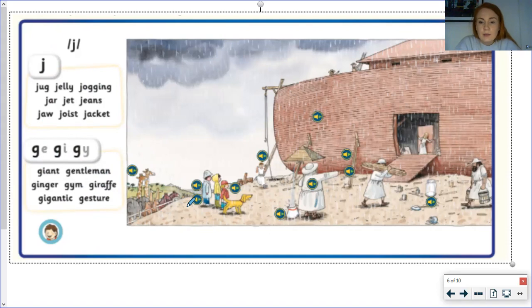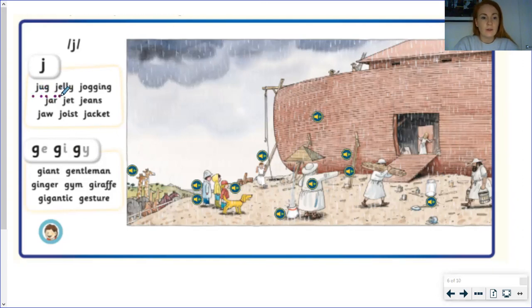And we've got lots of things going on. These are somebody's jeans, and I know that this bird is gigantic. It's really big. It's got a lot of animals to get on there. So pause the video and have a little look, see if you can find any more words. When you've done that, I just really want you to have a go at sounding out all of these words.